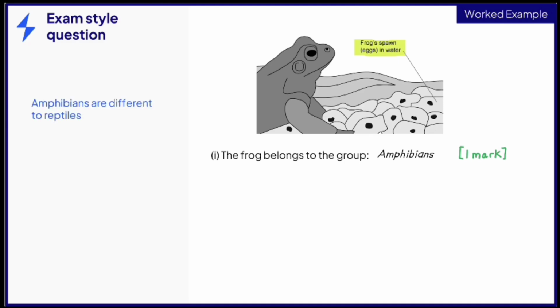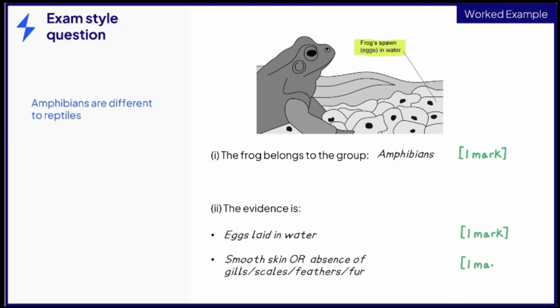Amphibians are often confused with reptiles, but these live on land and have dry, scaly skin. So we have also discussed the evidence that forms the second part of this question: eggs laid in water and smooth skin. Note that you could also receive a mark for mentioning that they don't have gills, scales, feathers, or fur.